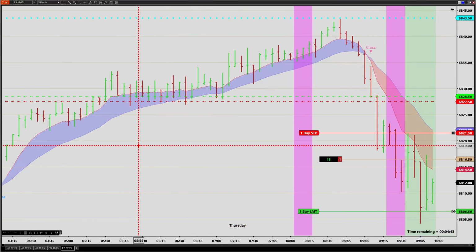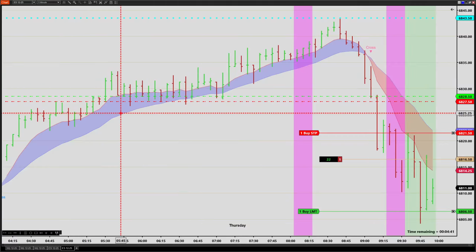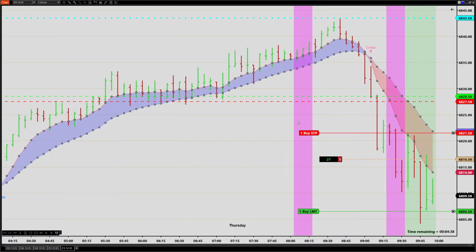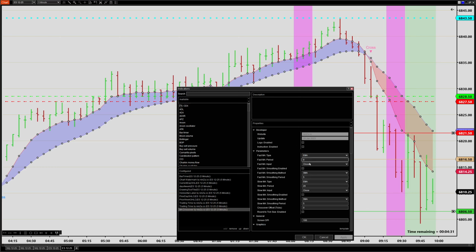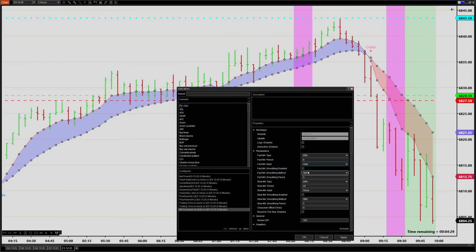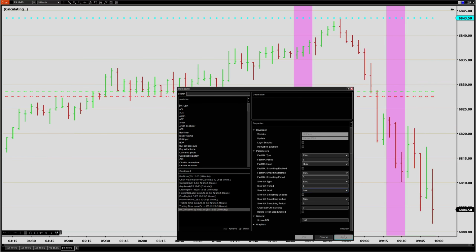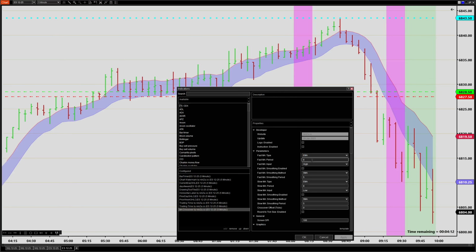Sorry about that. Okay. So let's edit the properties of this. And what I'm going to do is change it. So this is the 8 EMA of the close. Target filled. And we're going to make this the 8 EMA of the low. So now we have 8 EMA high and low. No smoothing. Okay.